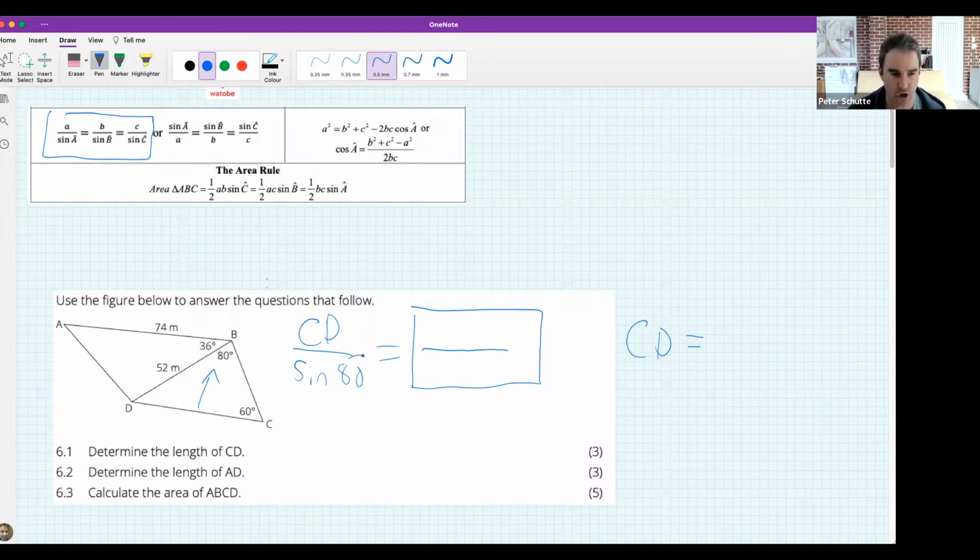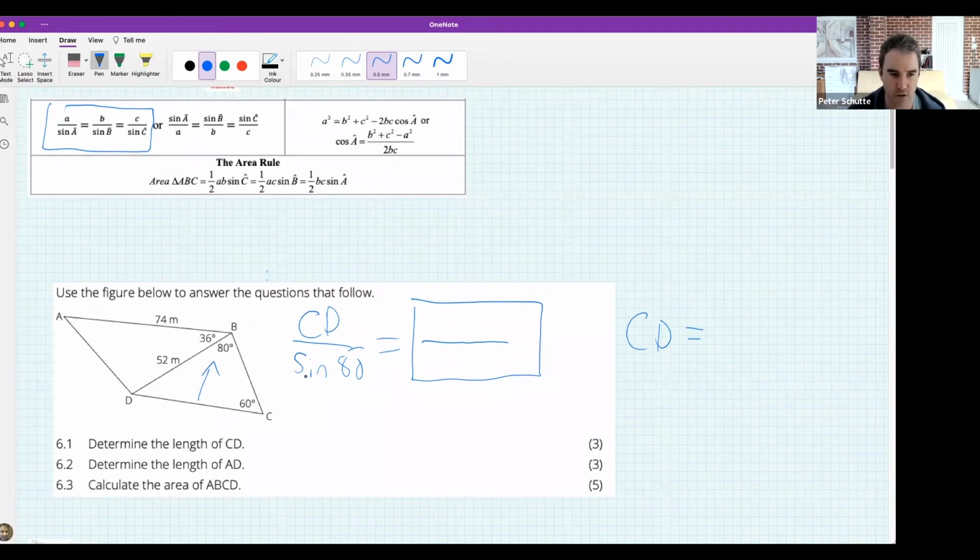If you're unsure, I'd love for you to raise your hand, and then we can talk about what is going to go here and what's going to go here using the sine rule if my goal is to find the length CD. Okay, so if you're unsure as to what goes in the box, raise your hand. If you know what's going on, go ahead and find me the answer for CD.